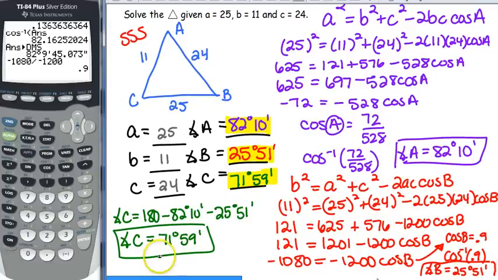And then for angle C, thankfully, I didn't have to go through that whole long process again. All I had to do was subtract angle A and angle B away from 180 in my calculator. And I got 71 degrees and 59 minutes.